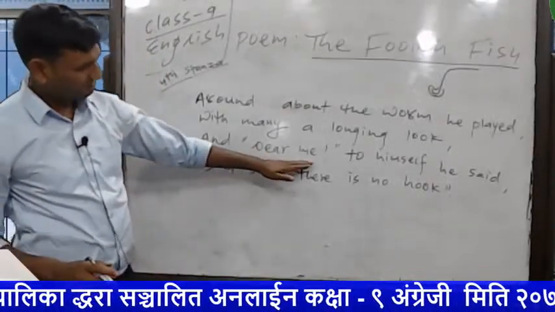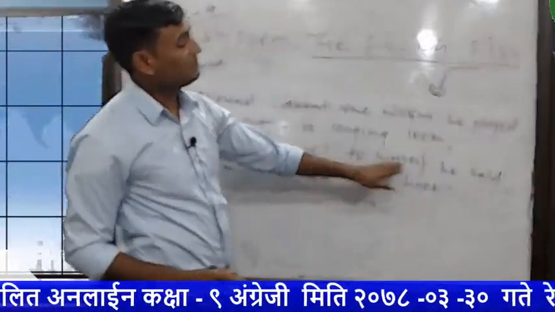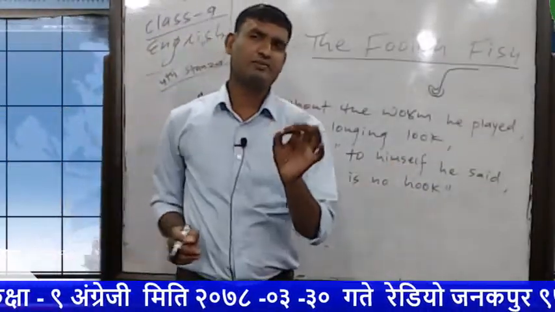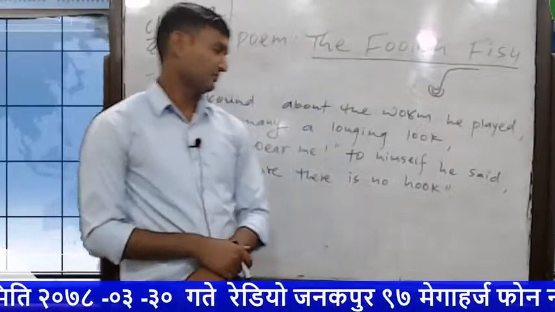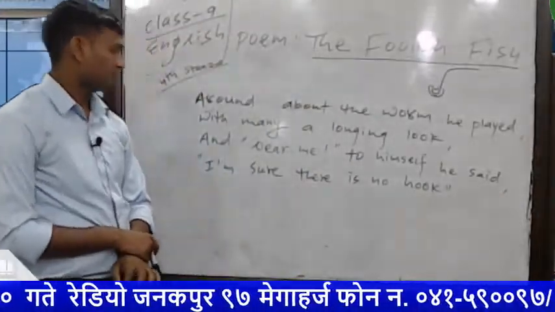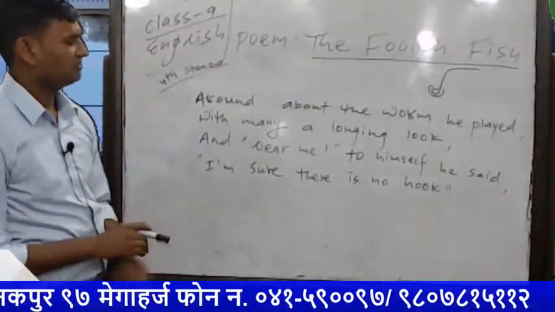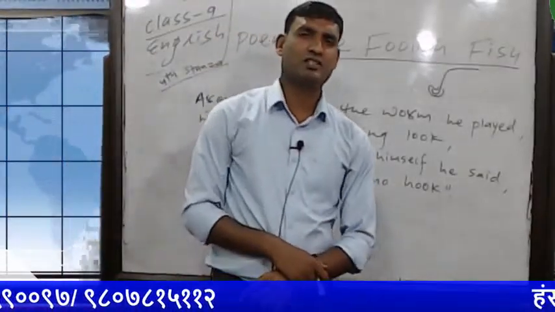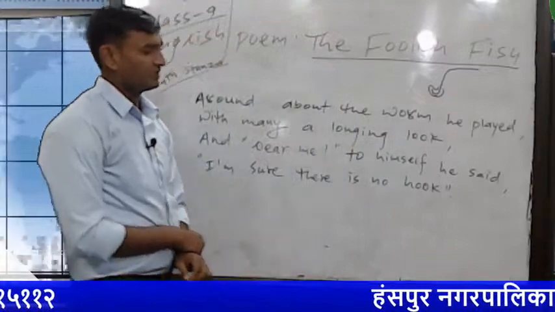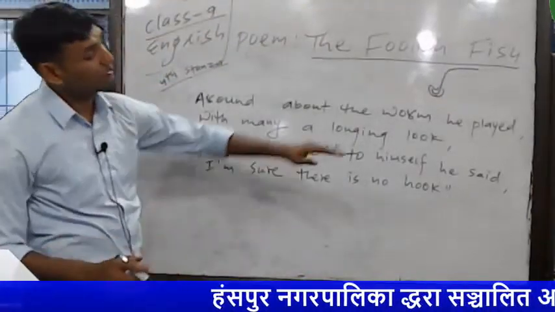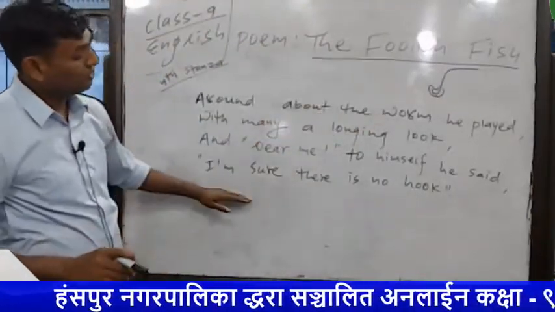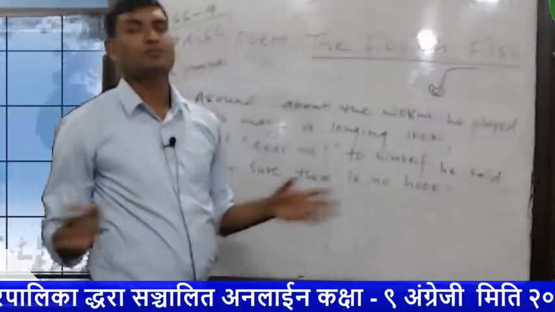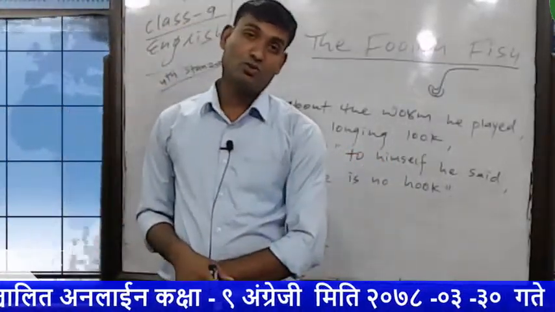"And dear me, to himself he said." It means the little fish himself said, "I am sure there is no hook." My mother is saying that is not correct. He said to himself, "I am sure there is no hook."